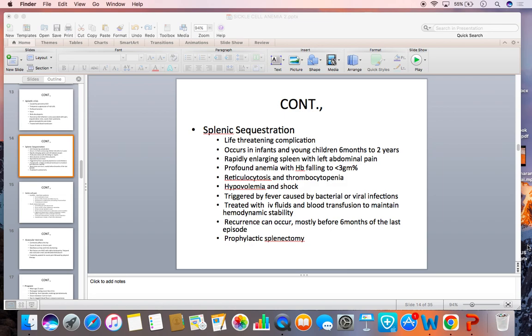If you overtransfuse to get the hemoglobin level to normal, there could be danger of fluid overload because there is return of the blood from the spleen into the circulation, which was sequestrated during the crisis. Recurrence can occur mostly within 6 months of the last episode. Following this second episode, better to go for splenectomy.